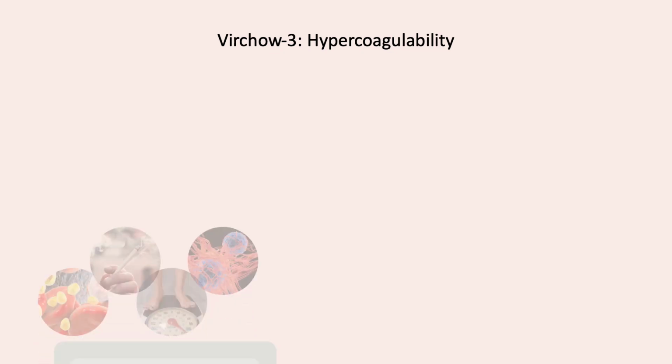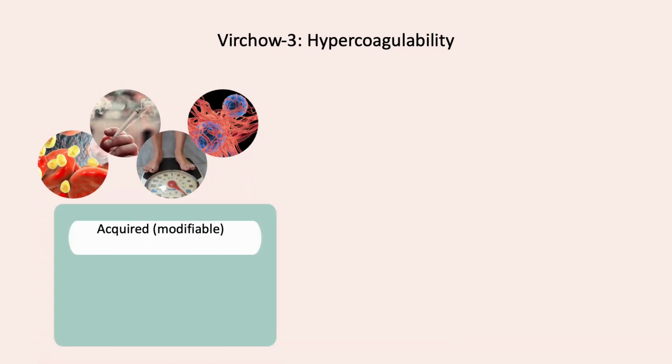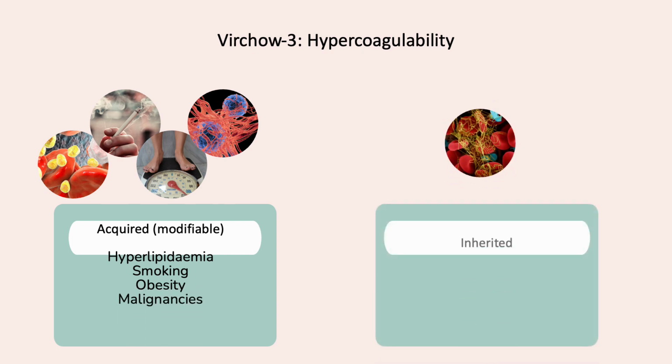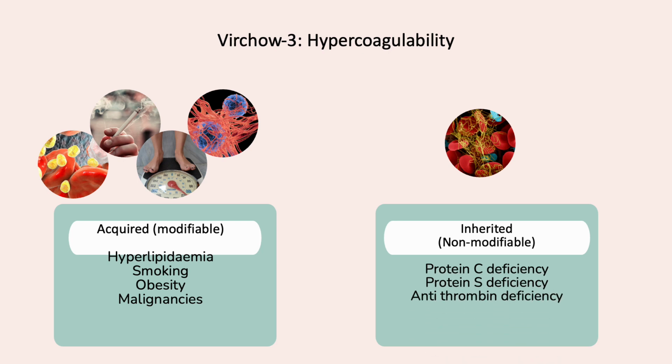Hypercoagulable states, meanwhile, can be due to acquired or modifiable factors such as hyperlipidemia, smoking, obesity, and certain malignancies, or it may be due to inherited or non-modifiable conditions such as protein C, protein S, or antithrombin deficiency, all of which are natural anticoagulants that would inhibit coagulation. Other heritable conditions predisposing to thrombosis include unusual conditions such as factor V Leiden and hyperhomocysteinemias.